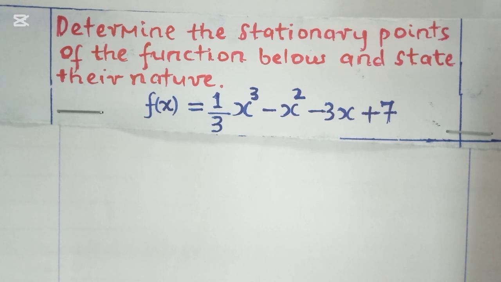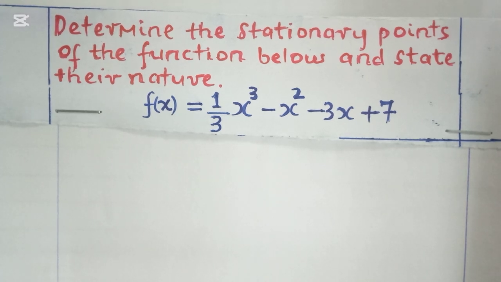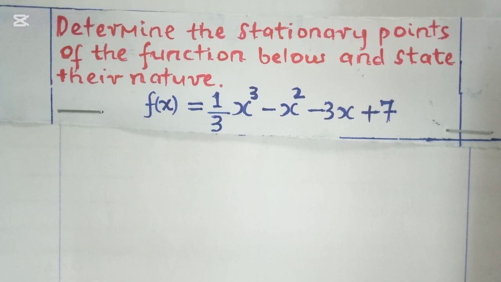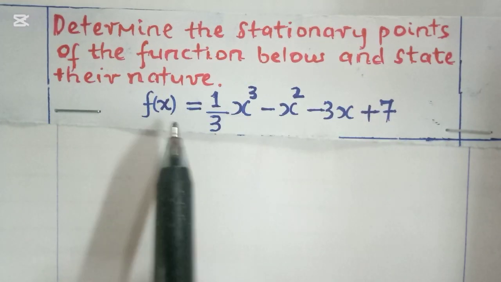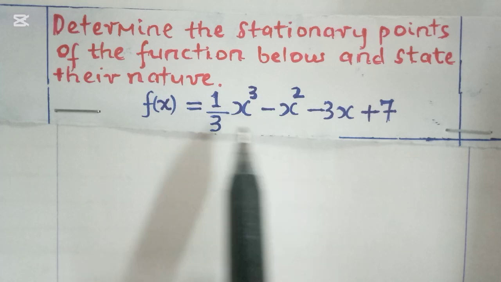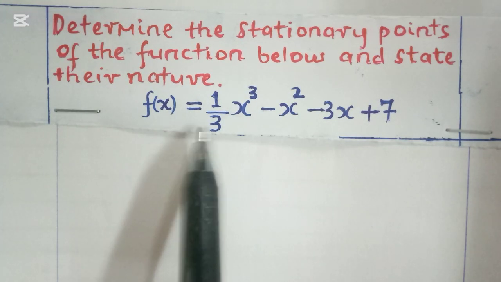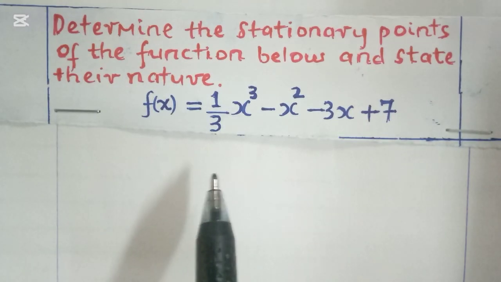And so guys, we come and look at the question, and let me read the question. Determine the stationary points of the function below and state their nature. So here guys, we are given an equation. What we do is determine the stationary points, meaning that we have a graph.